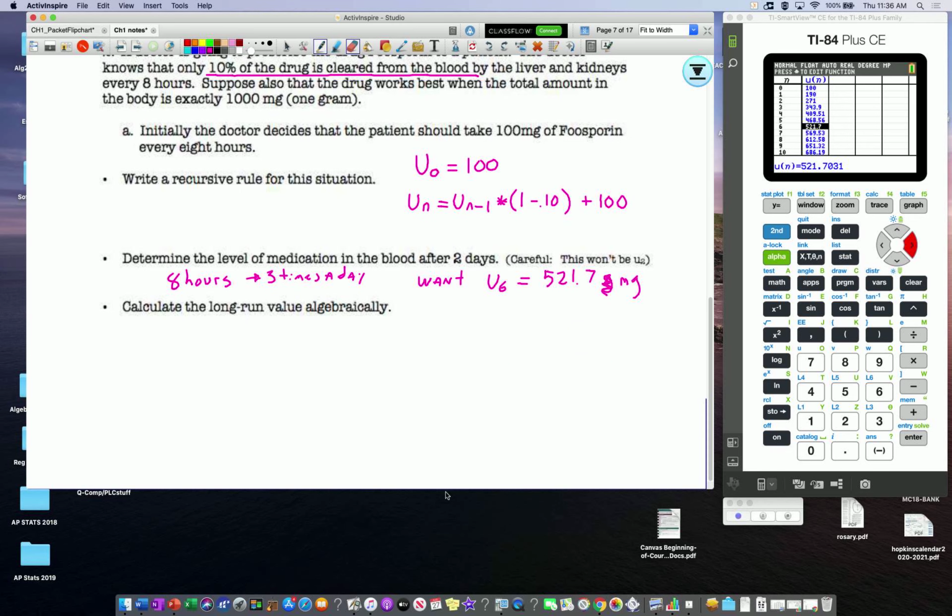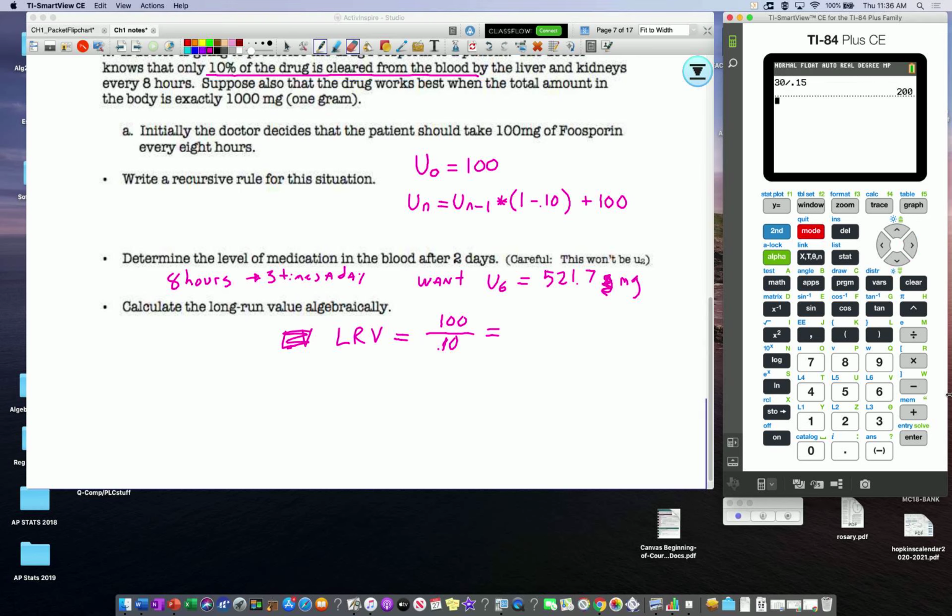Okay? So now the question becomes, did the doctor prescribe it right? Will he eventually get me up to 1,000? So I'm looking for the long run value. So the adding amount is 100. My body is taking out 10%. So 100 divided by 10%. Look at that. The long run value is 1,000 milligrams.